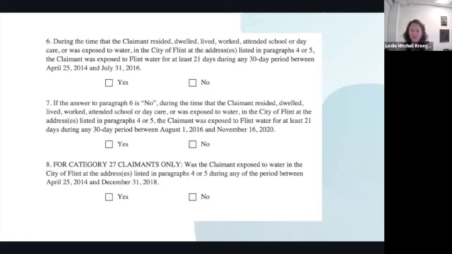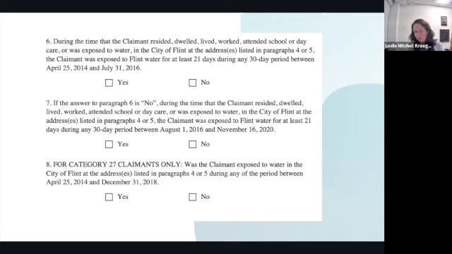And the last portion of the declaration of exposure, they're trying to narrow in on the categories. This will help them. So question 6 is, was there exposure between April of 2014 and July 2016? Yes, if there was. If there wasn't, if you moved into Flint after July 31st, 2016, or your child was born after July 31st, 2016, then that would be a no, and you'd go to question 7. And then it would be a yes. Was there exposure between August 1, 2016 and November 16, 2020?